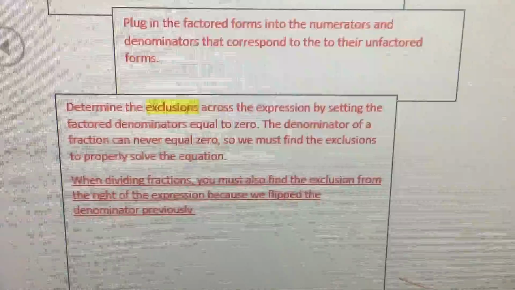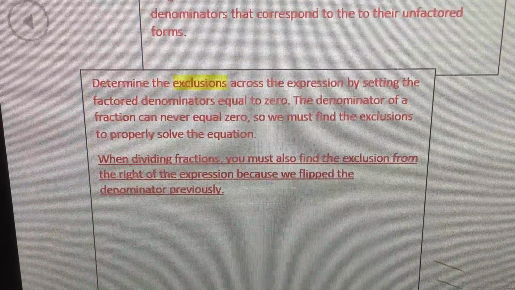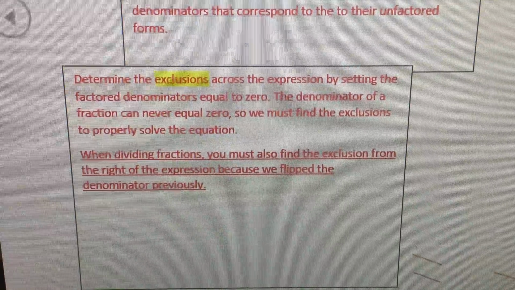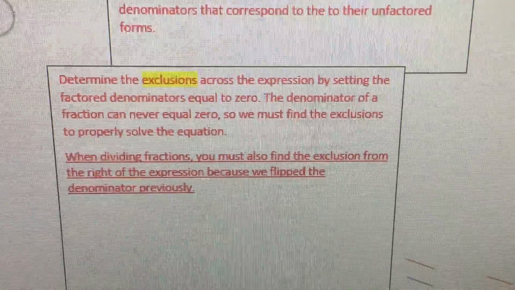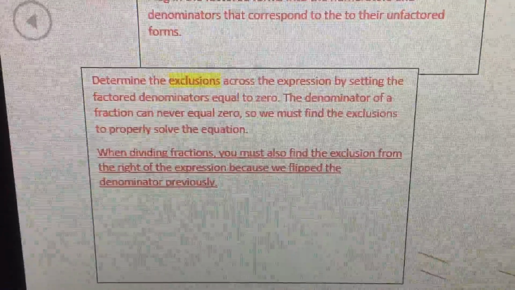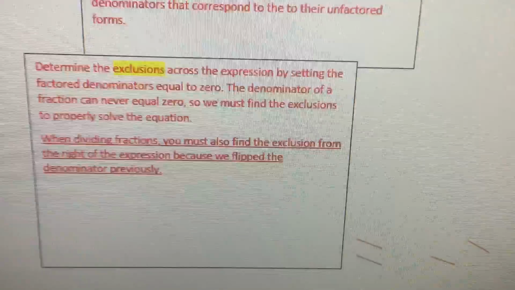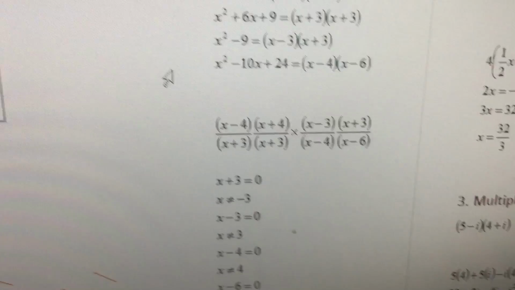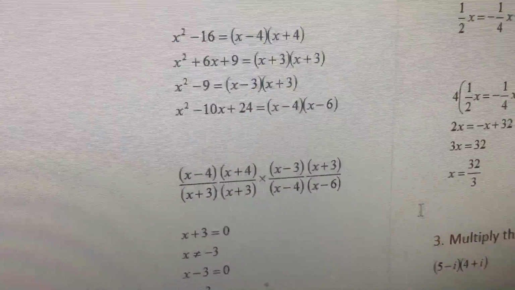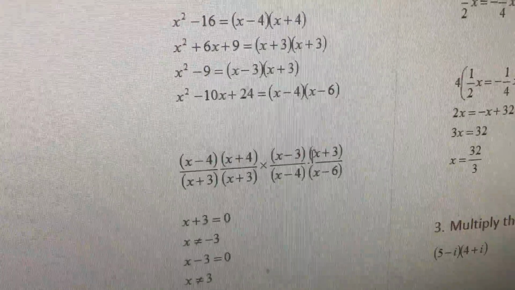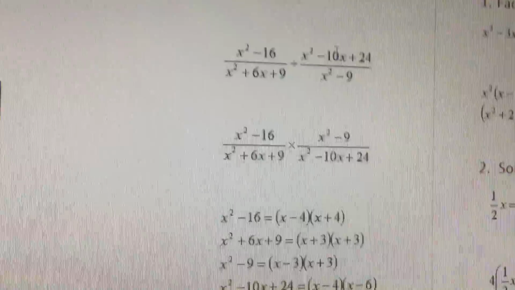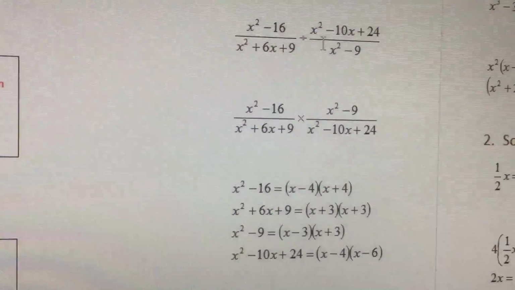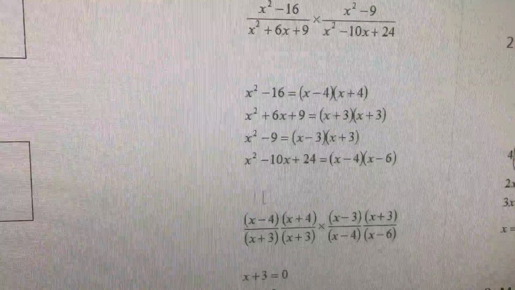We have to determine the exclusions across the expression by setting the factored denominators equal to 0. The denominator of a fraction can never equal 0, as we know, so we have to find the exclusions to properly solve the problem. As I stated in the underlined portion, you must also find the exclusions from the top right portion, even though it seems to be in the numerator, because you have to remember we're dividing. Previously it was in the denominator, now it's in the numerator, but it was once in the denominator, so it has to be included as far as exclusions.